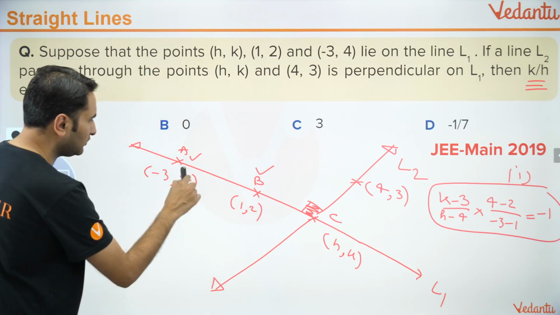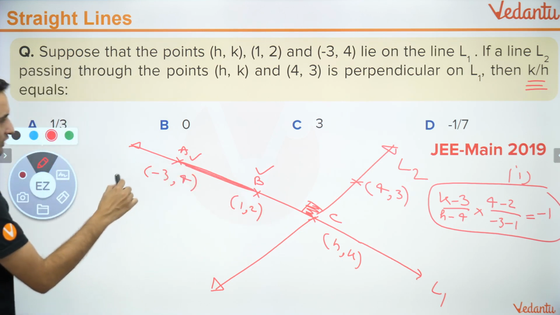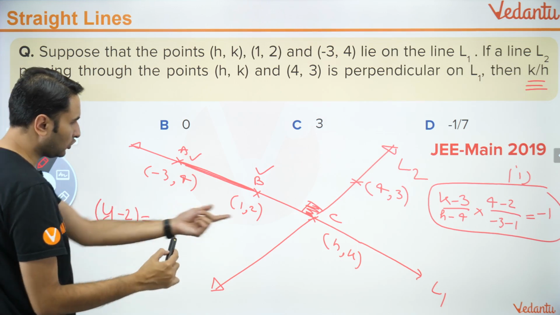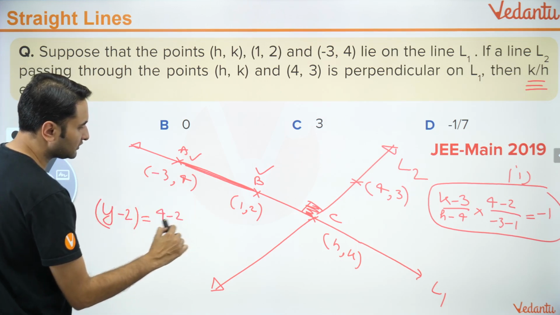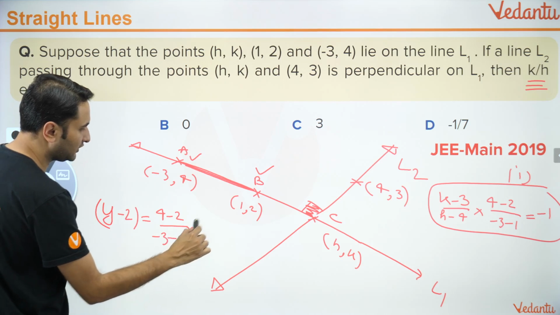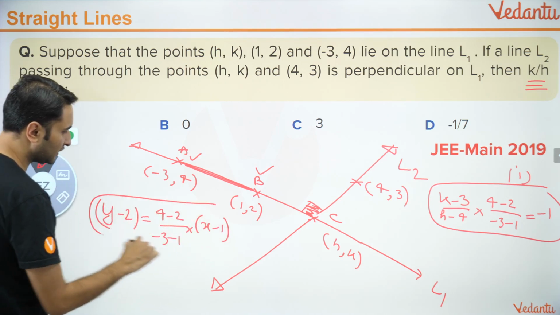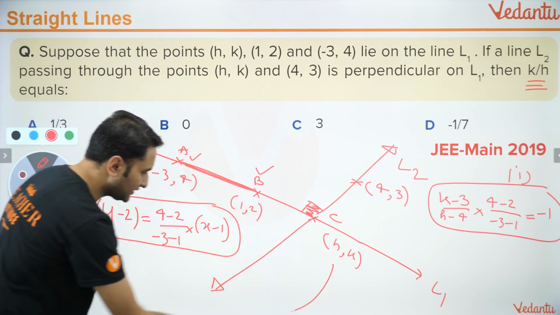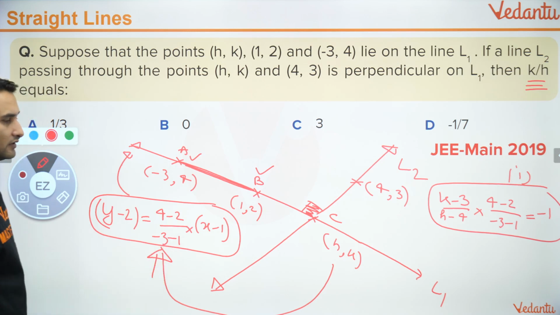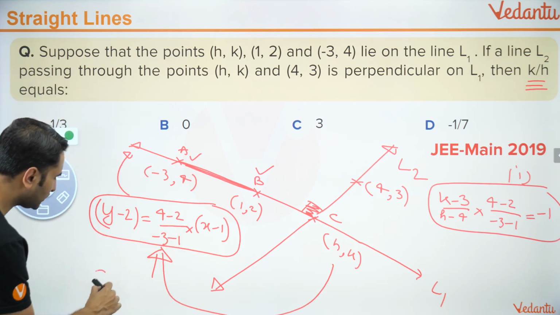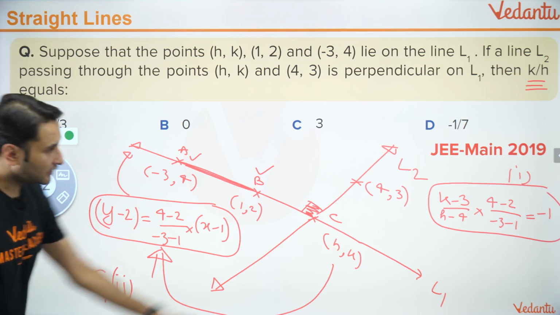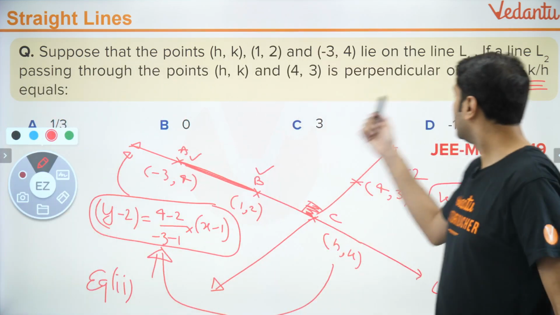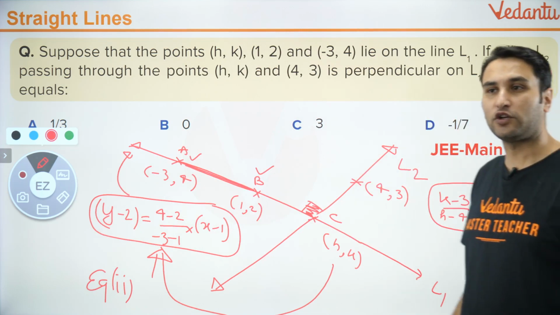Got it? What do I do? Just write down the equation of this line. What is the equation of a line? Y minus y1 is equal to slope, that is 4 minus 2 upon -3 minus 1, into x minus 1. So this is the equation of this line, right? H, K satisfies this, right? This will give you equation number 2. Equation number 1, equation number 2, solve to get H, K, hence get K upon H. I hope it's clear to all of you. All right?